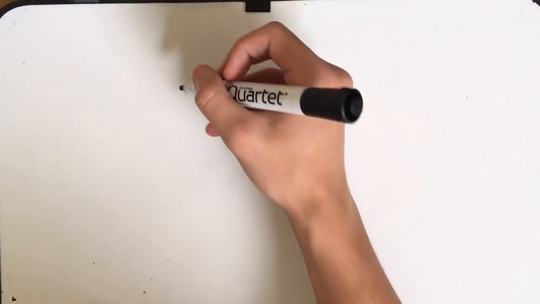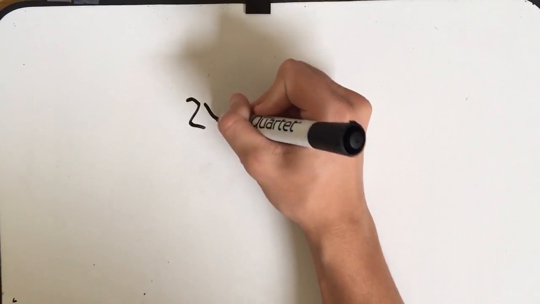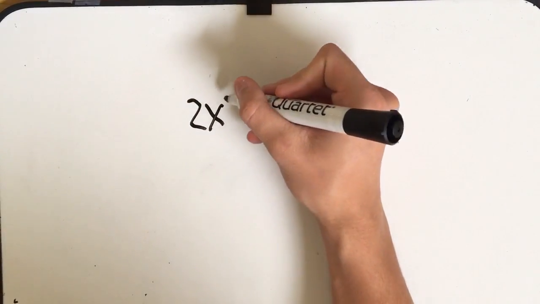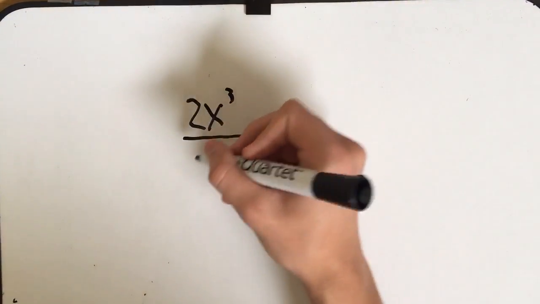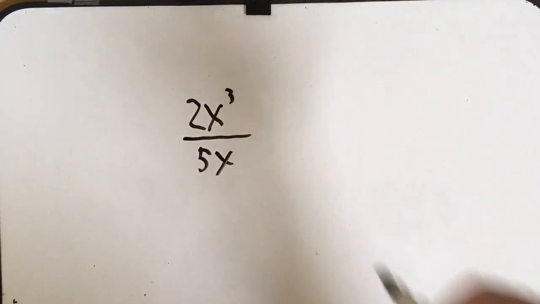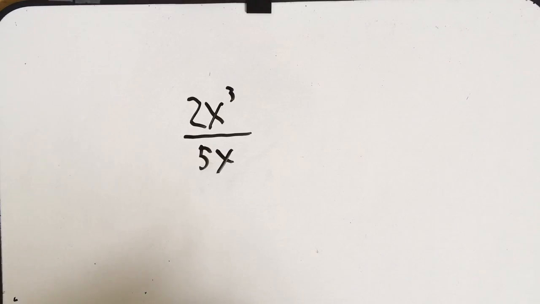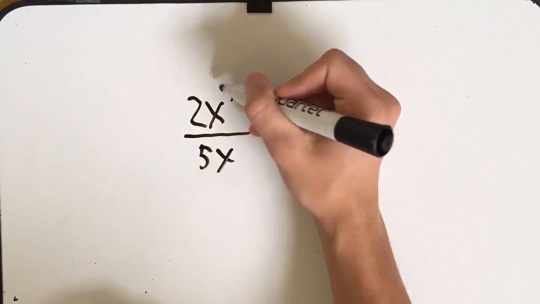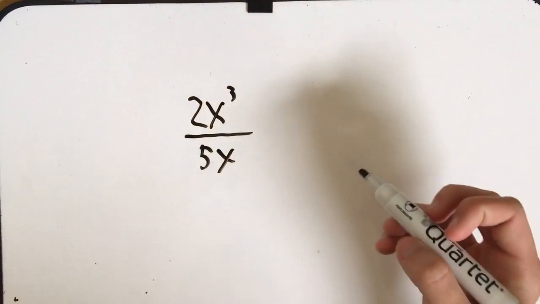Alright, now let's try a different one. So let's say we have 2x to the 3 over 5x. You're probably thinking, okay, same thing, right? So we got the 3 and then maybe something else over there.